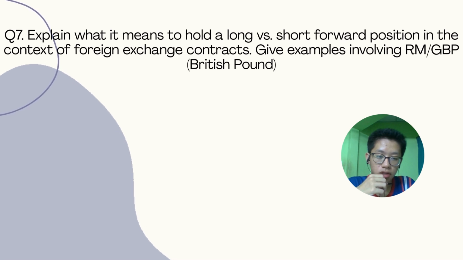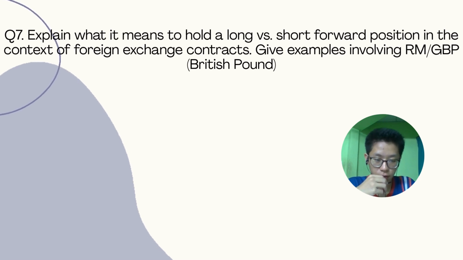80,000 pounds from UK sales in 3 months, and the current 3-month forward rate is 5.5 ringgit per pound. The exporter locks in this rate to avoid the pound falling to 5 ringgit per pound. If the spot rate in 3 months is 5.6, the exporter will lose 8,000 in potential gain, and if the spot rate is 5.4, the exporter will gain 8,000.